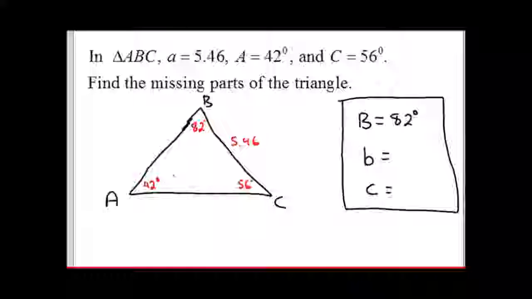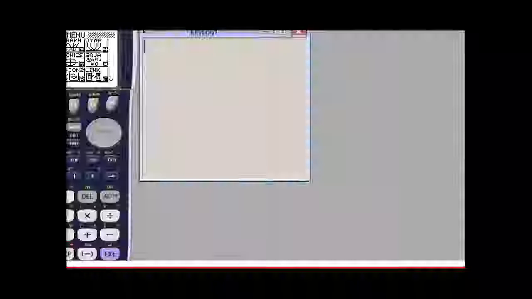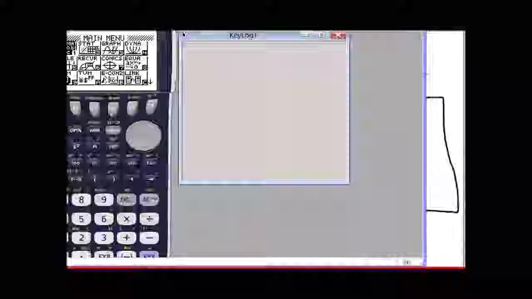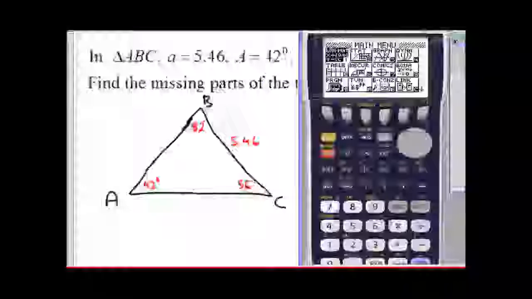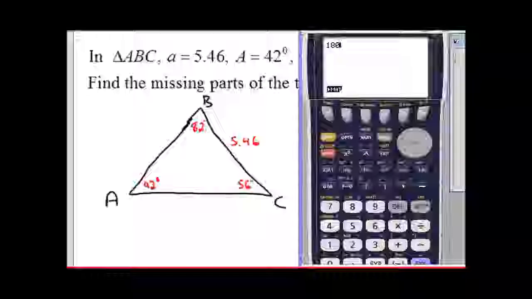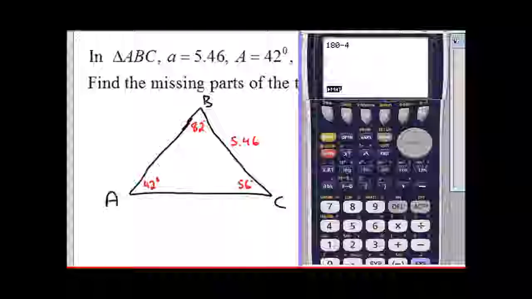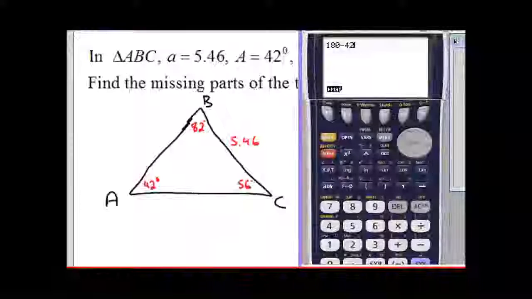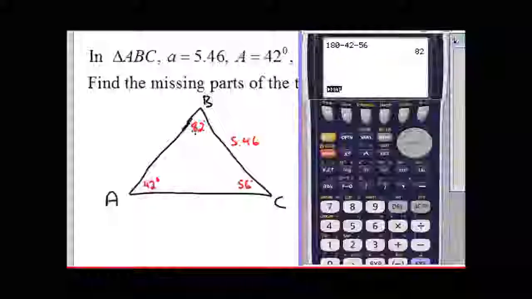While I'm waiting for the calculator to pop up here, let's think about some things we know about triangles. Well, here we go. I got the calculator here now. Here's what I did. I did 180 and I subtracted 42, and I subtracted 56. That's how I got 82 for this angle.